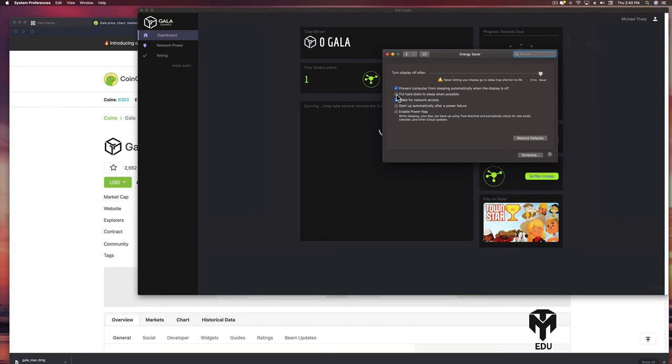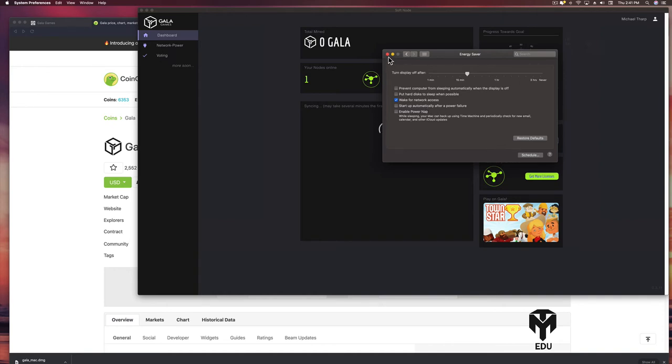And that's the one you want to make sure you don't have ticked. Put hard disk to sleep when possible. That's already good. I don't know why I have that so high. The display can go off. Prevent computer from sleeping automatically when display is off. Yeah.